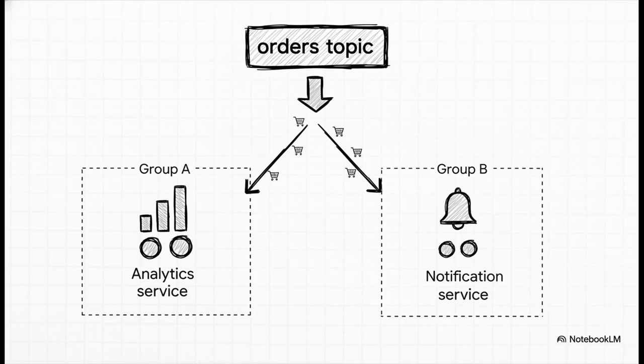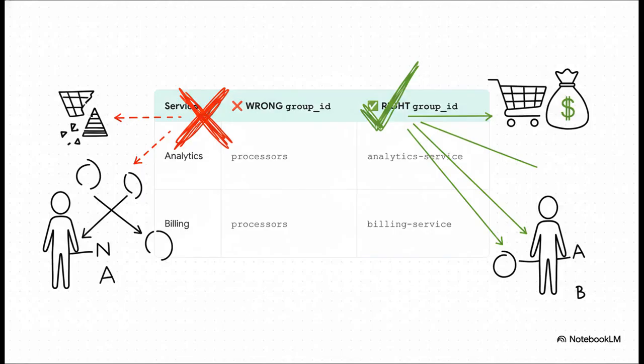They're totally independent. Okay, so here's a pitfall I have seen happen way too many times. Developers give their different microservices the same generic group ID, something like processors. And what happens? They accidentally start load balancing with each other. Your analytics service gets half the orders, the billing service gets the other half, and suddenly your reports and your invoices are both completely wrong.